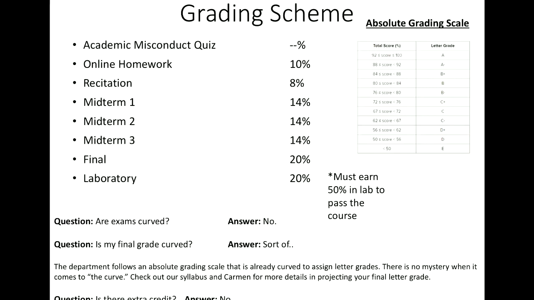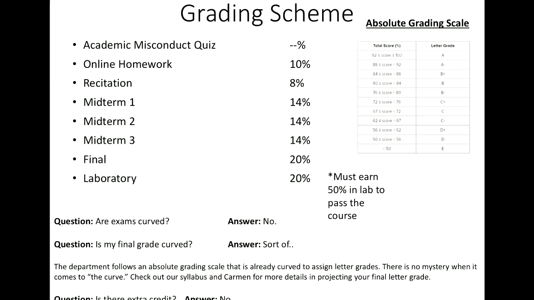So you see here, we have different percentages for each grading component in this course. Our midterm exams, those 3 of them, they're weighted equally, 14% of your letter grade. Our final is worth 20% of your grade, and lab is also 20% of your grade. Note here the asterisks. In order to be eligible to pass this course at all, you must earn a 50% in lab to pass at all.